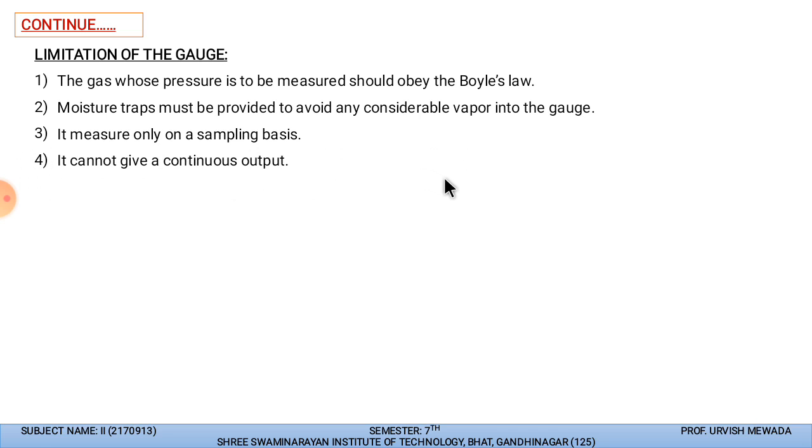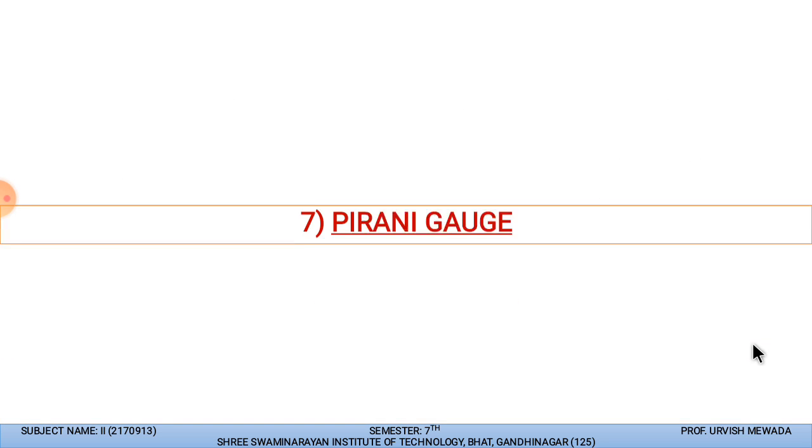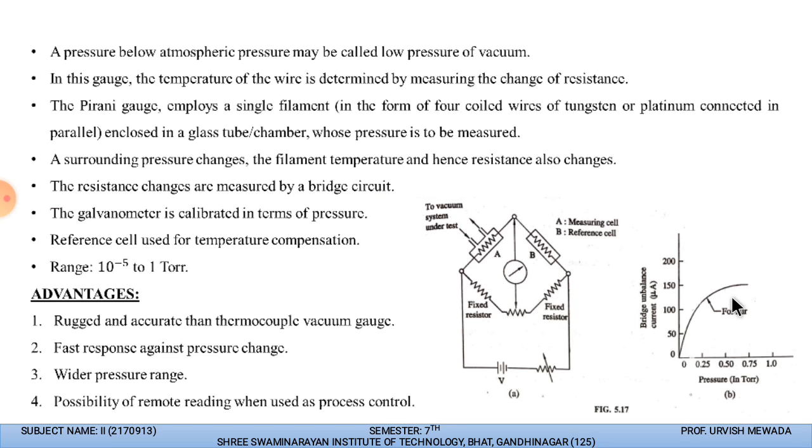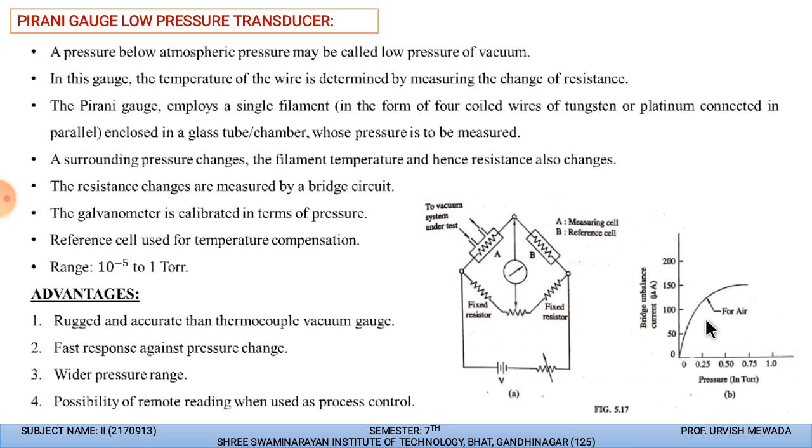So these are the limitations of this gauge, and this is how we can understand the working, limitations, advantages and disadvantages of this McLeod gauge. Now, the last theory of this chapter is the Pirani gauge. So let us discuss the Pirani gauge, how the Pirani gauge works.